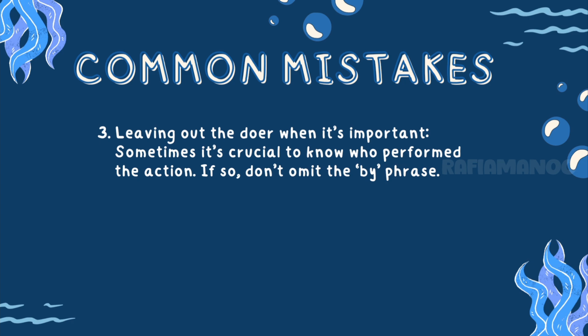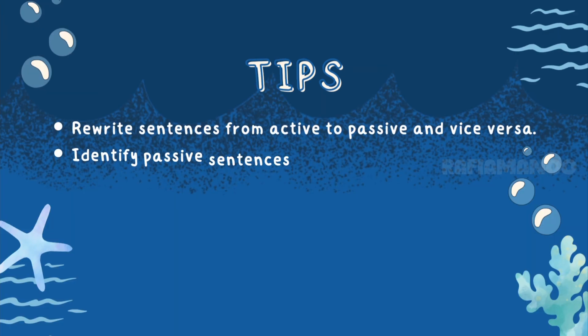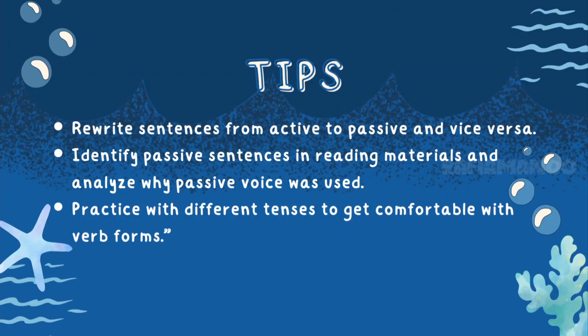Here are a few tips for practicing passive voice. Number 1. Rewrite sentences from active to passive and vice versa. Number 2. Identify passive sentences in reading materials and analyze why passive voice was used. Number 3. Practice with different tenses to get comfortable with verb forms.